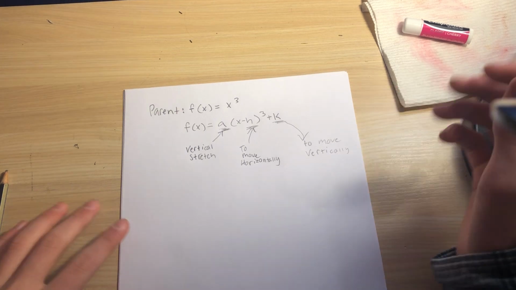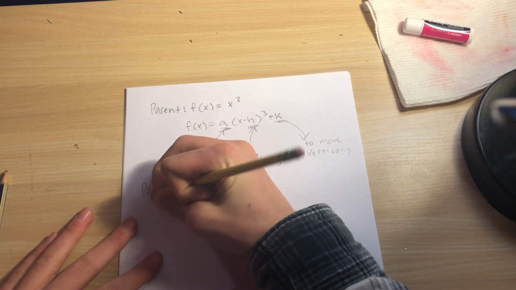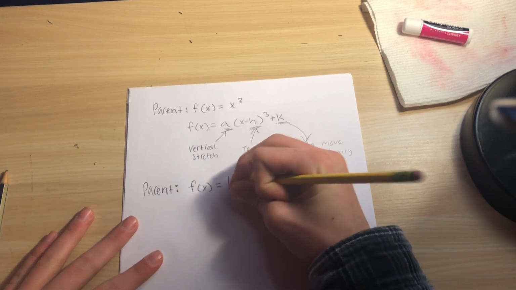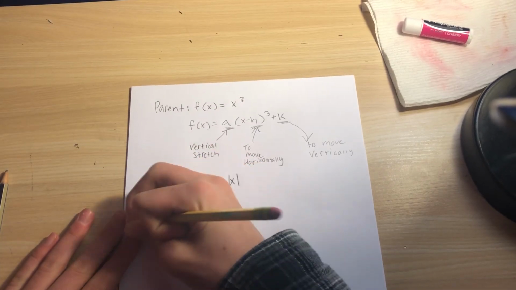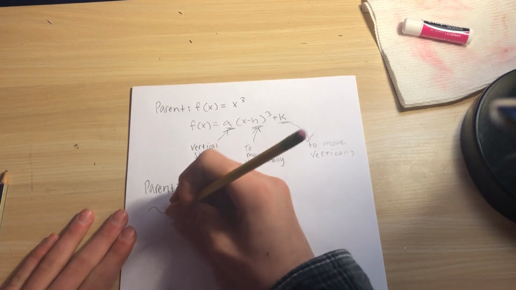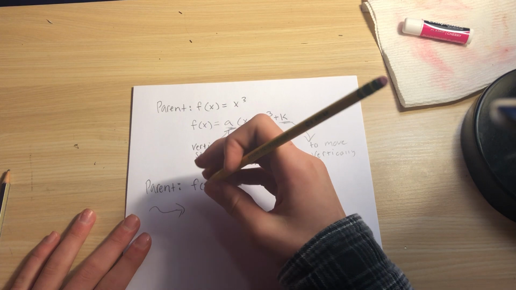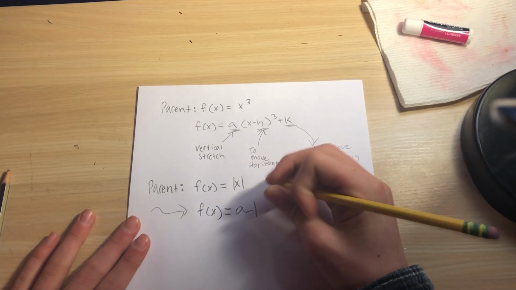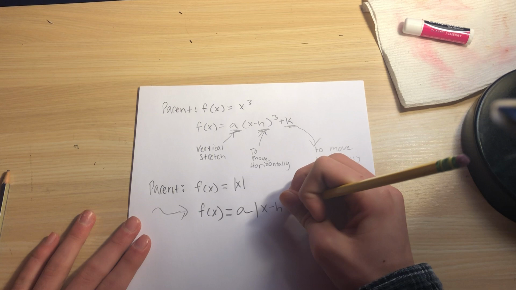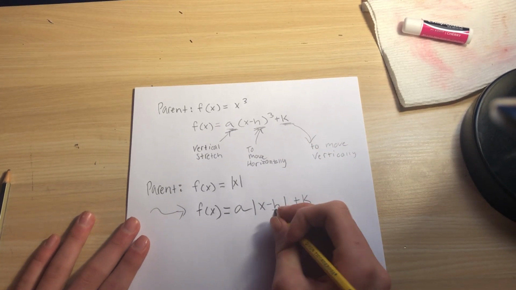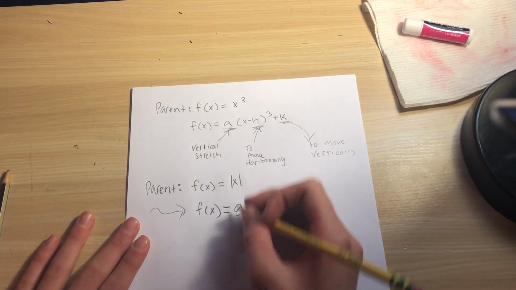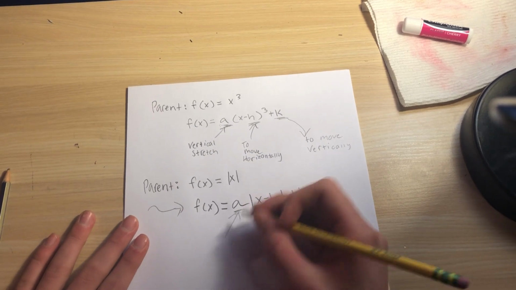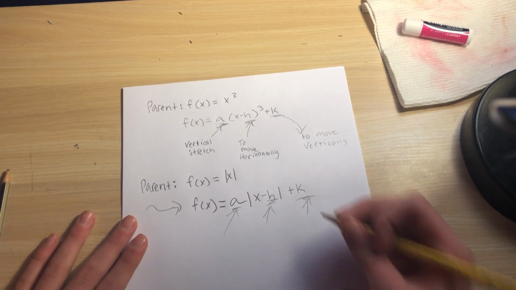So let me give you guys another example of a parent function and its transformation. So here is f of x equals the absolute value of x. So this transformed would be f of x equals a times the absolute value of x minus h plus k. Makes sense? H A K, H A K. AHK, AHK. Kind of makes sense. And then vertical stretch is that a. To move horizontally is that h. And k is to move vertically.